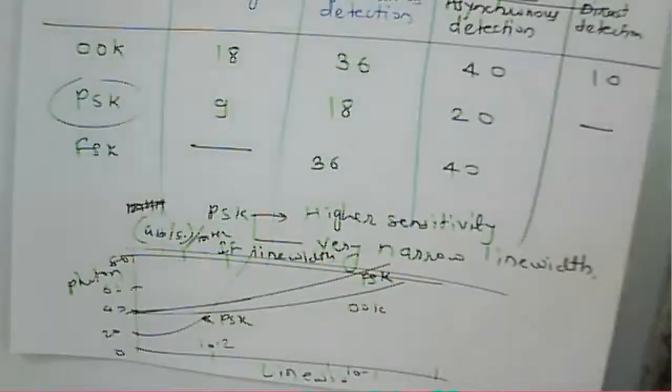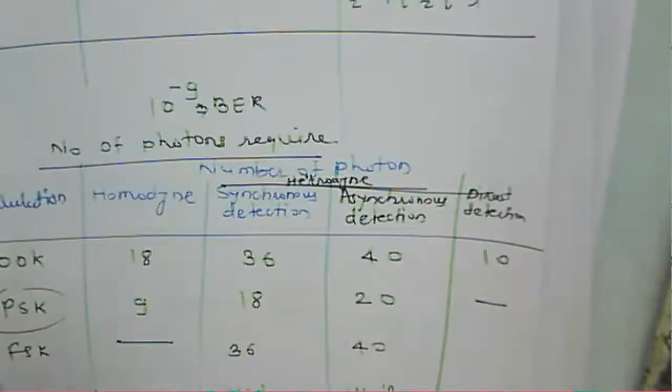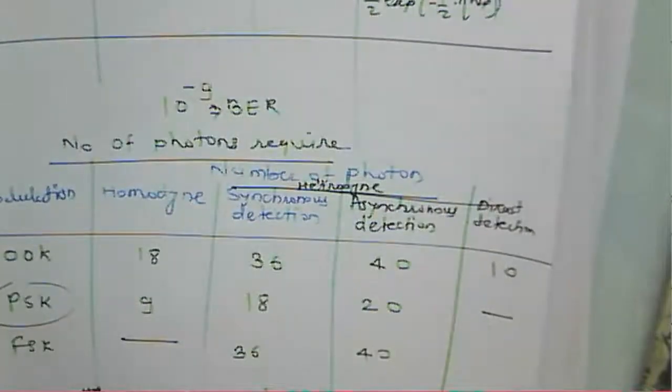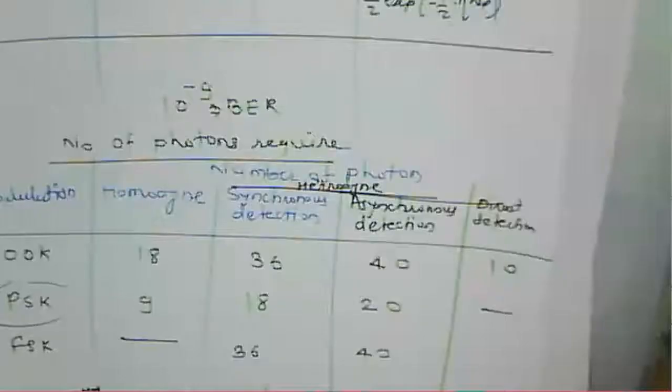So that's all about coherent detection and optical receiver performance: what the minimum number of photons required for the detection of the signal will be. So we shall stop here.